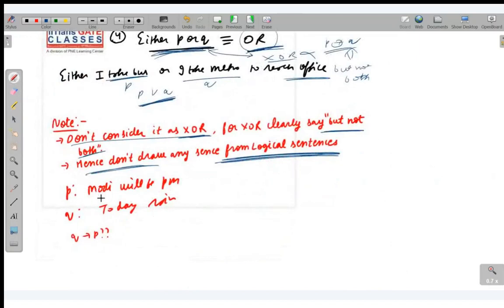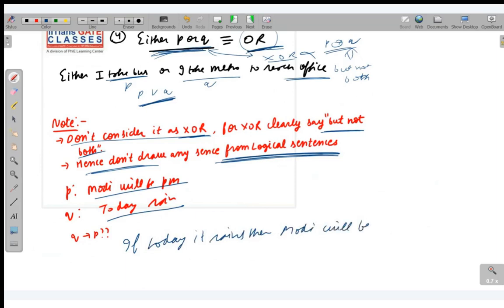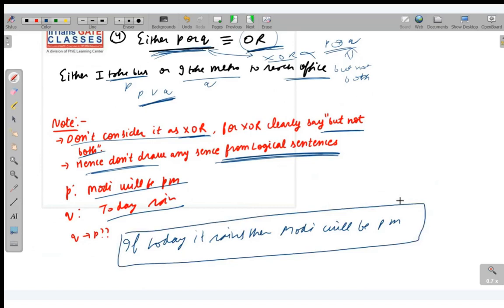Like this, I can say P is Modi will be PM. Q is today it rains. So what is Q implies P? Q implies P is: if today it rains, then Modi will be PM. What is the sense out of it? It's a meaningless sentence. But if you say it is logical, I will say 100% it is a logical sentence. Because I have just changed it. This was a proposition, Modi is PM. Today it rains, yeah, it is also a proposition. And I have just made a compound proposition: if today it rains, then Modi will be PM.